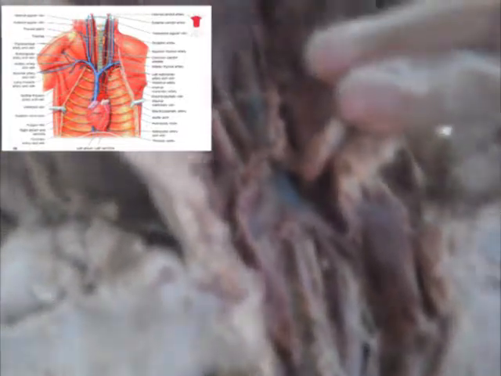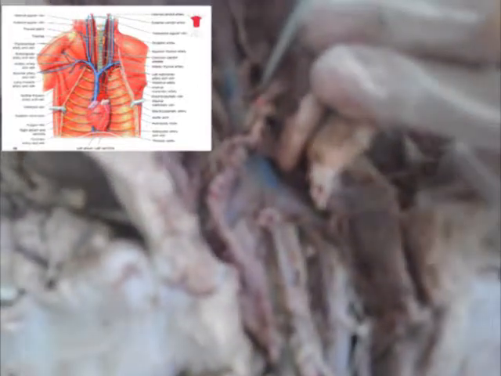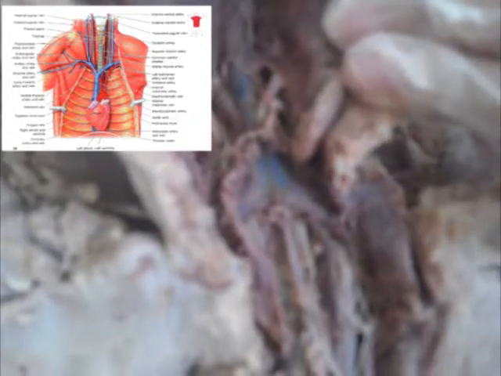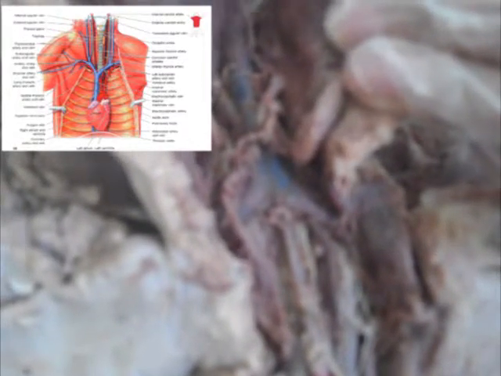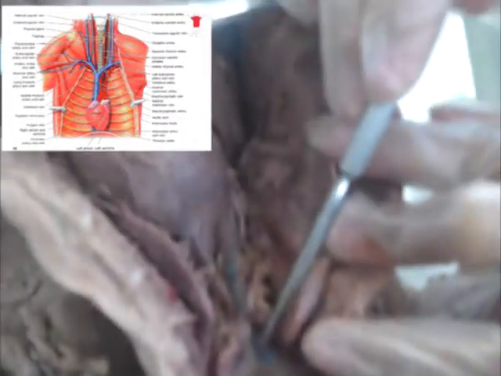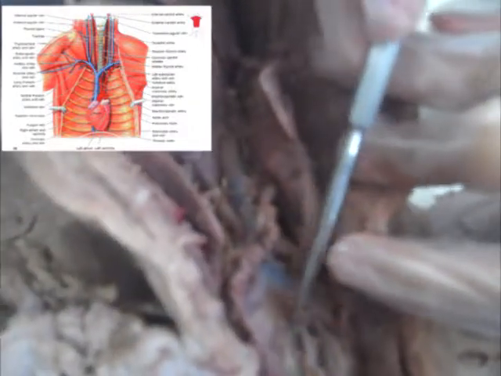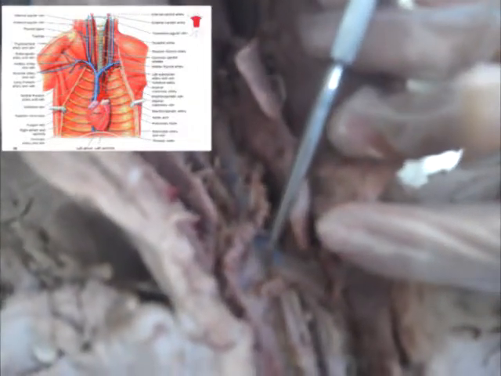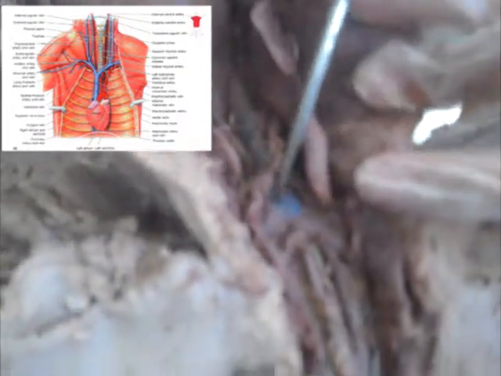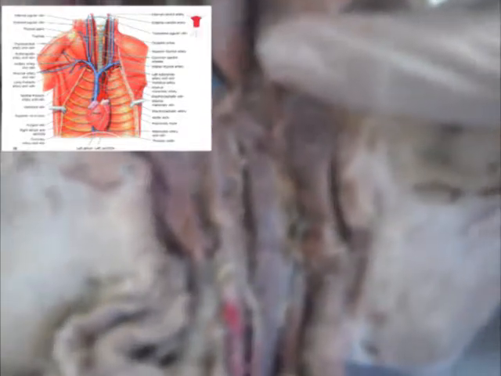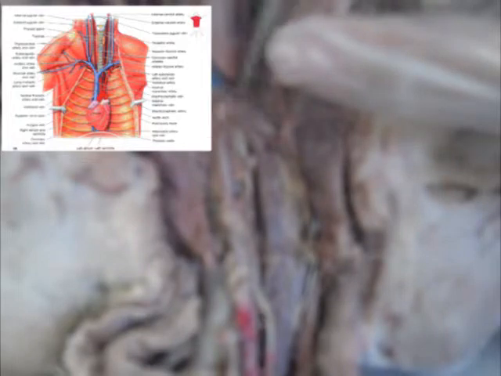So basically what we have here is the superior vena cava, which as you can see comes from the heart, and it bifurcates into the brachial vein and then the left subclavian vein, which you see right here. This is the left subclavian and this is the brachial vein.